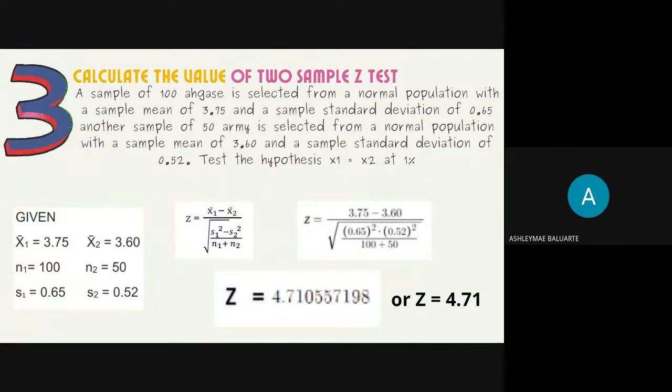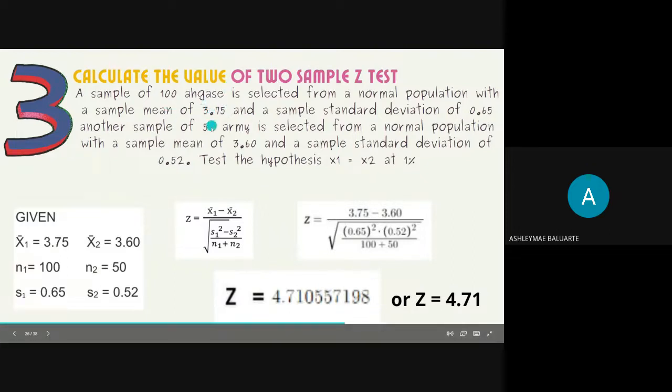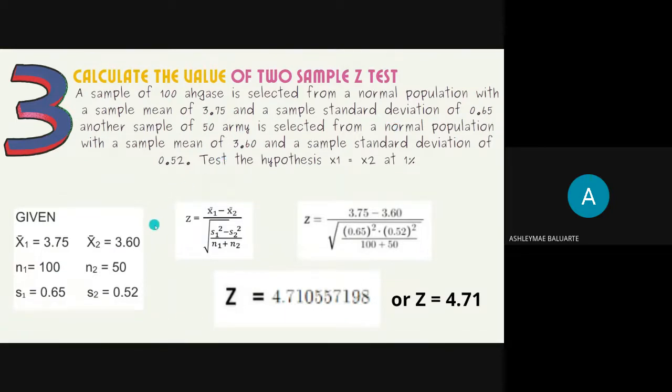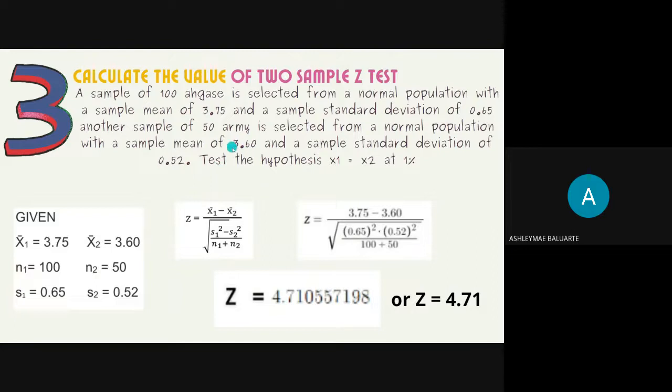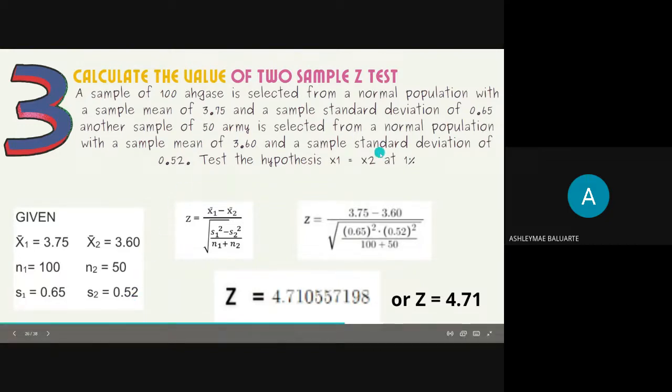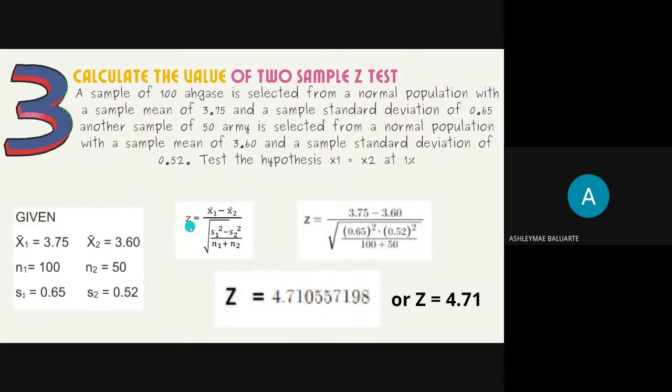So, our given is the sample mean 1 is equal to 3.75 and the sample mean 2 is equal to 3.60. So, next is the sample size. So, ang sample size natin is ang 100 Agasse. And the standard deviation is 0.65. So, for sample mean 2, we have 3.60 and sample size of 50, which are the 50 Army, and the standard deviation of 0.52. So, to find the z, we need to use this formula.